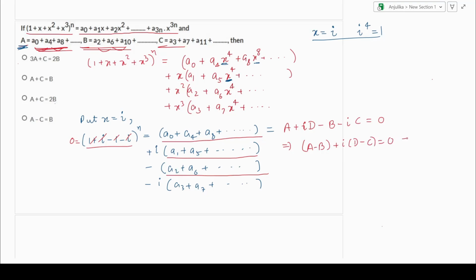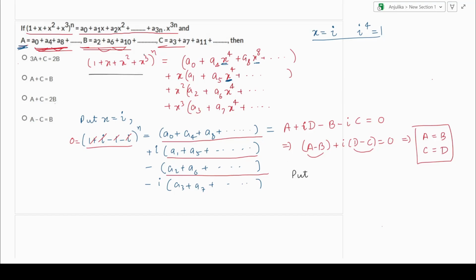Now what do you know? You can equate this separately to 0 and this separately to 0. So you end up getting A is the same as B and C is the same as D. Got it. Are we done? Not yet, because they want a relation between A, B and C, all of them. So again we have to put an appropriate value for x.